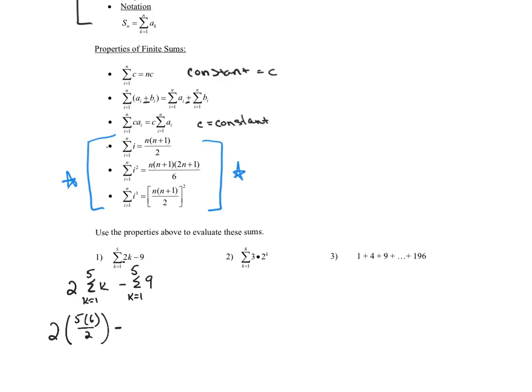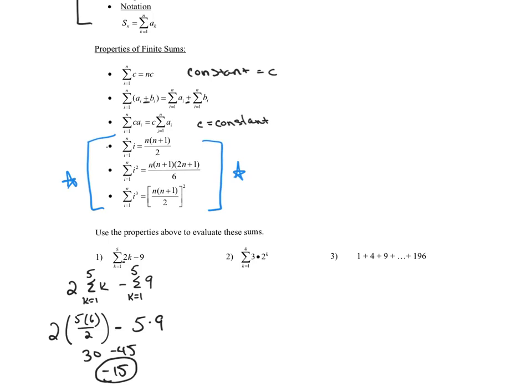minus, in the second summation, we are summing a constant, which is this first rule. So we will just do 5 times 9. So then we multiply, do the arithmetic, we get 30 minus 45, and our answer is negative 15.